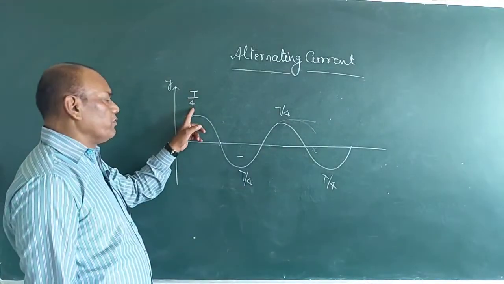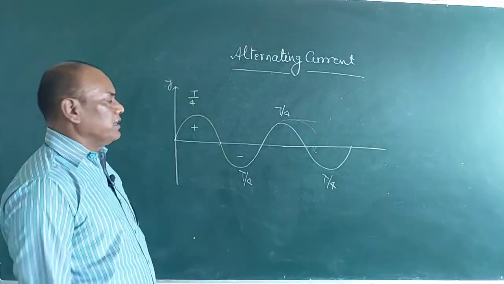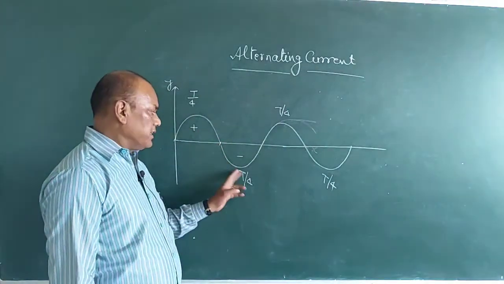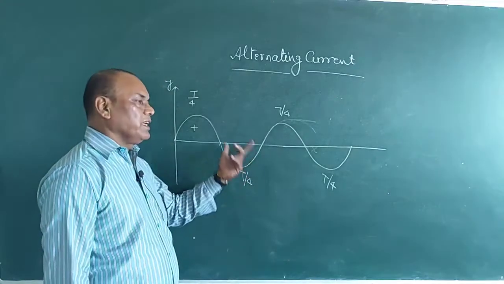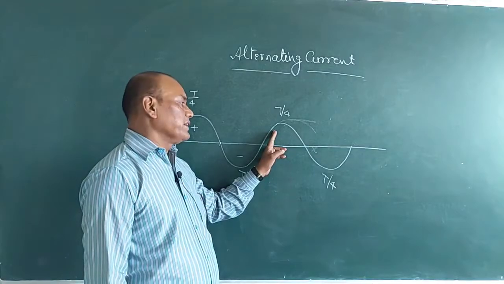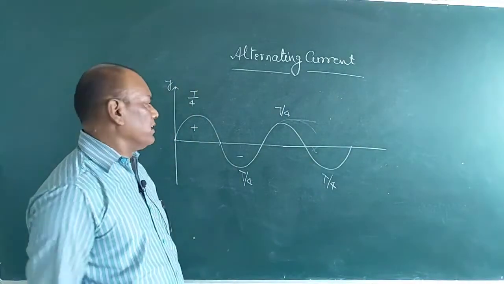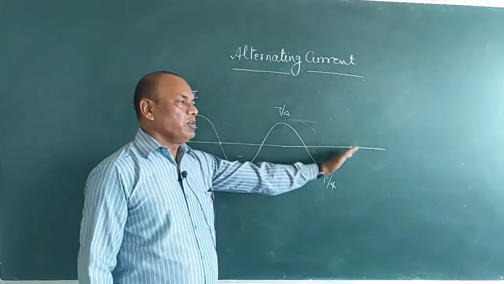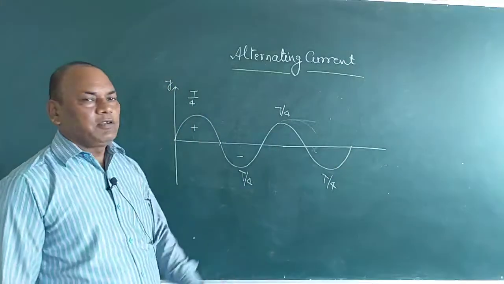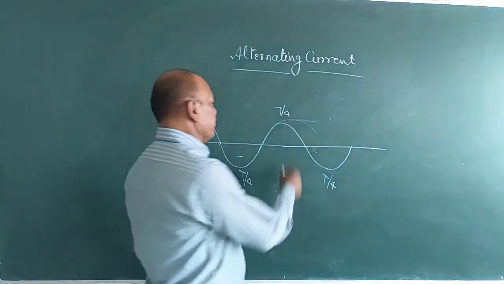So in T by 4 seconds, it moves in the positive direction. Next in T by 4, it moves in the negative direction, and next again it comes in the positive direction, and in the next it comes to the negative direction. In this way, from here to here, 2 times it moves in the positive direction and 2 times it moves in the negative direction.